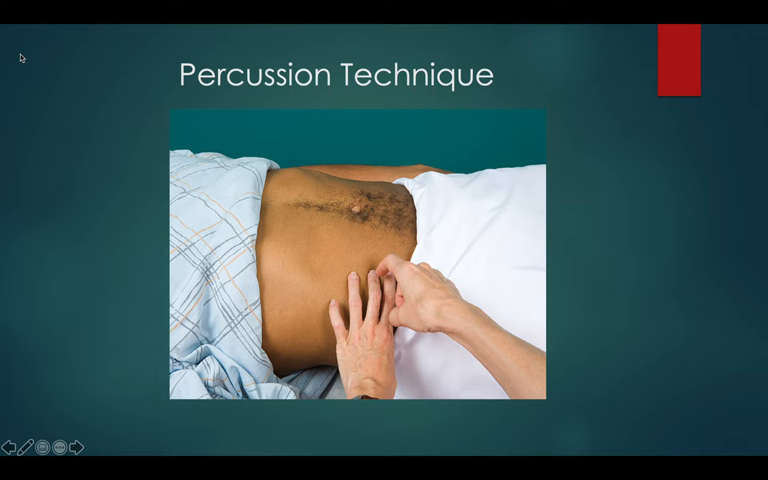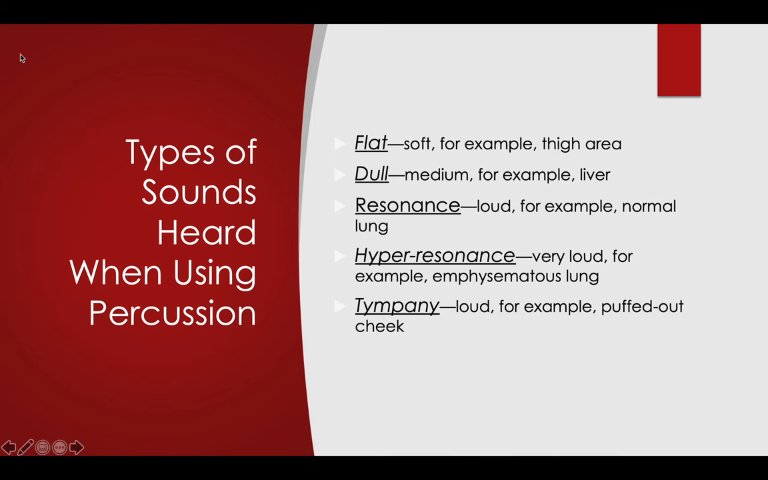Here's a percussion technique. These all came from your book. Remember that? You put your finger down and you tap, tap, tap to see what you can hear. Types of sounds heard when using percussion. We have a flat sound. It's soft, and the example is your thigh area. So take your hand, put it on your thigh, and tap with your middle finger. Then dull is a medium sound, and that's over the liver. That would be a little bit harder to do on yourself.